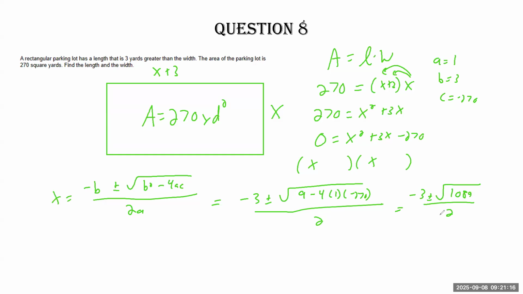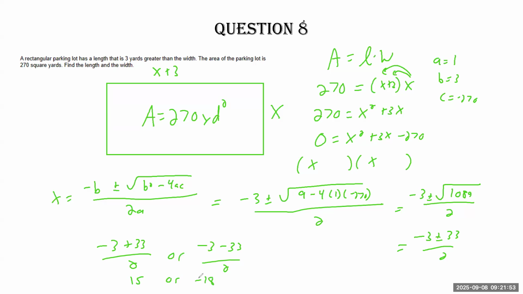And let's see what the square root of 1089 is. That's 33. So this is -3 plus or minus 33 divided by 2. So let's break that up into two pieces. -3 plus 33 divided by 2, or -3 minus 33 divided by 2. So that's 30 over 2, which is 15 for this one, or -36 over 2, which is -18.